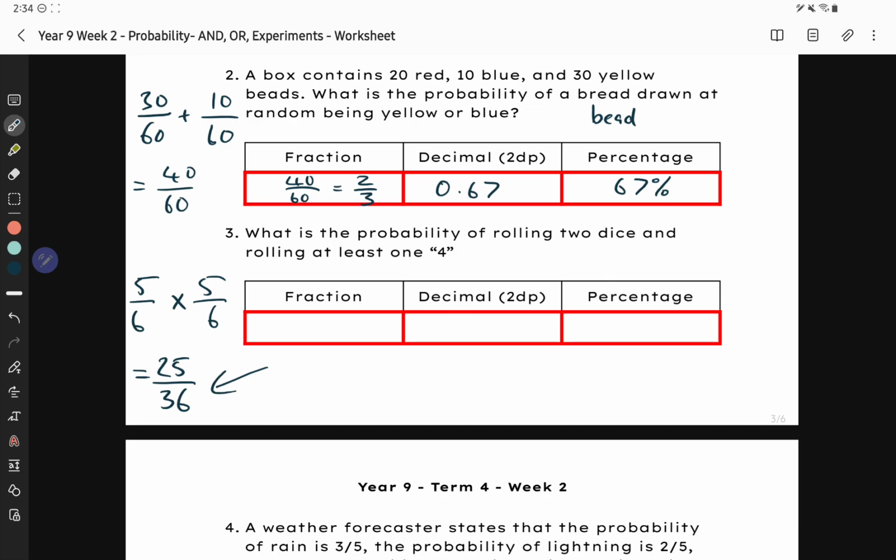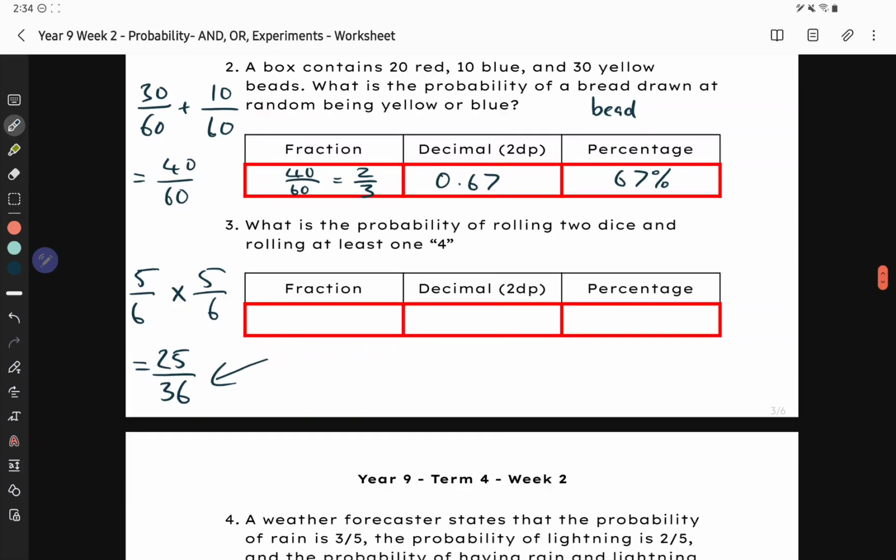This is not the probability we're looking for. This is the probability of no 4s in 2 dice rolls. Cool. Now, having at least 1 4 is going to be the remainder of this probability. Remember, everything adds up to 100%. So if it's a fraction, it's going to add up to 36 over 36, all the probabilities put together.